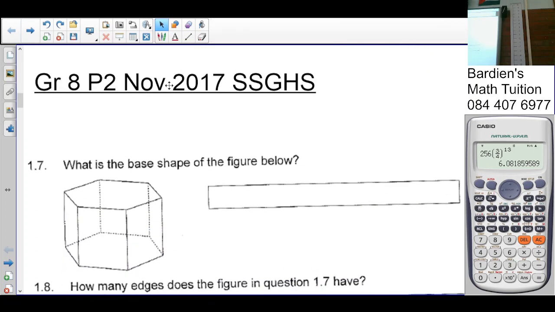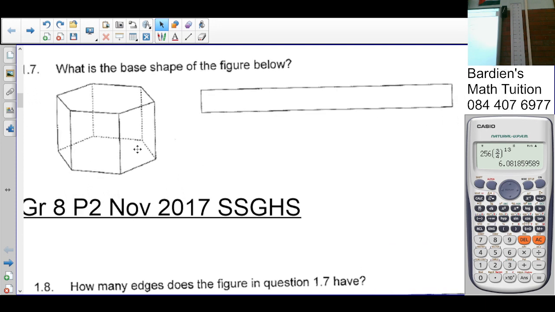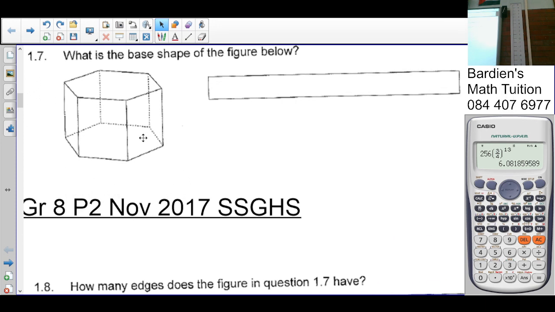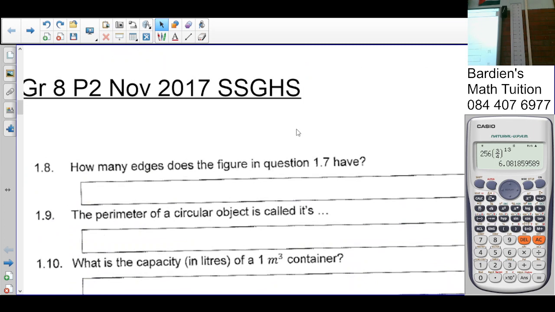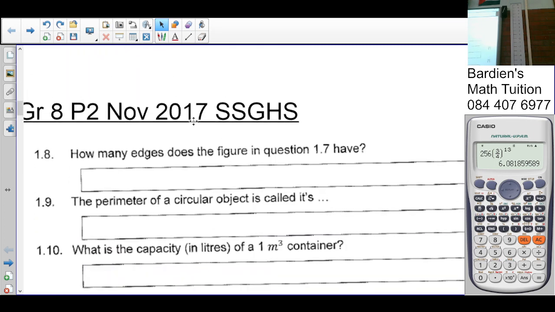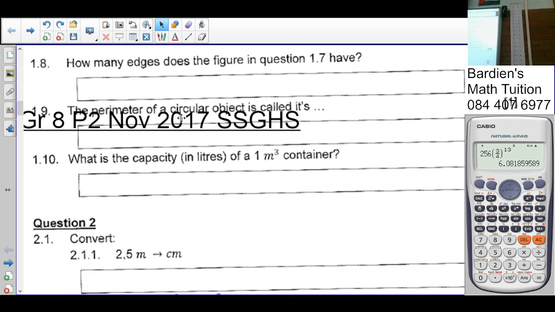Next. What is the base shape of the figure below? So this is a hexagon, 6 sides. Hexagon. 8 sides? Octagon. It's a hexagon here in this case. 7 sides? Heptagon.